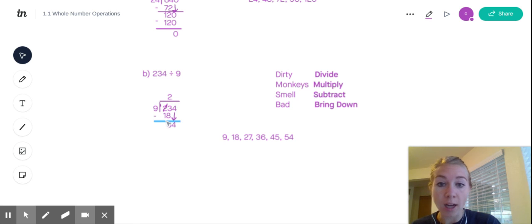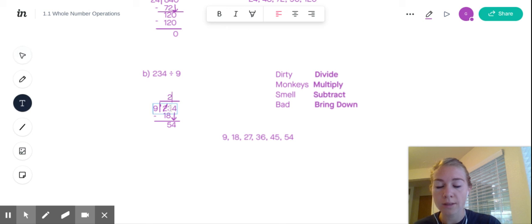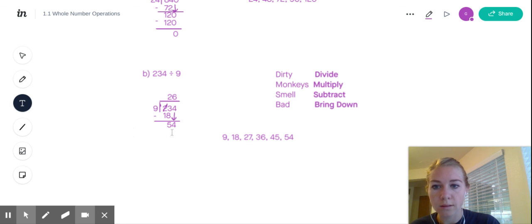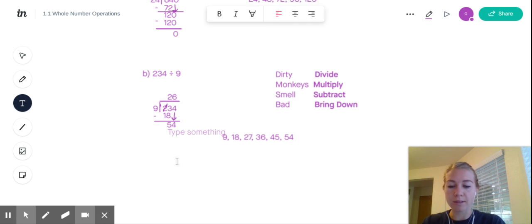54 divided by 9. How many times does 9 go into 54? Let's see. 1, 2, 3, 4, 5, 6. Exactly 6 times. So my 6 goes above the 4. 6 times 9, let's look. 1, 2, 3, 4, 5, 6. So 54. 9 times 6 is 54.